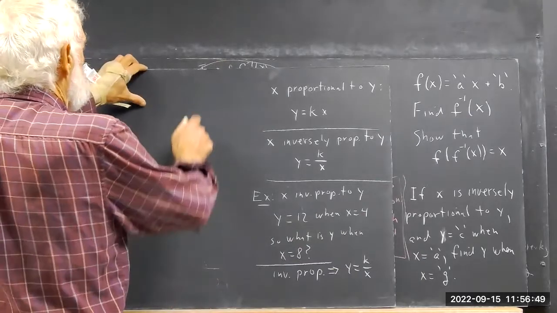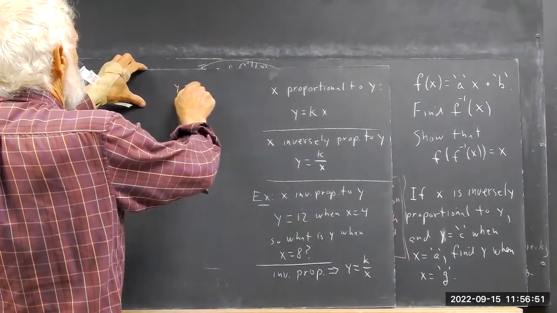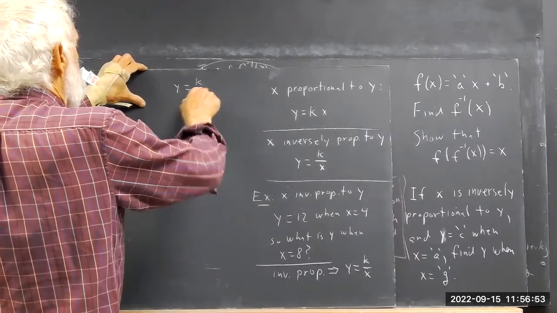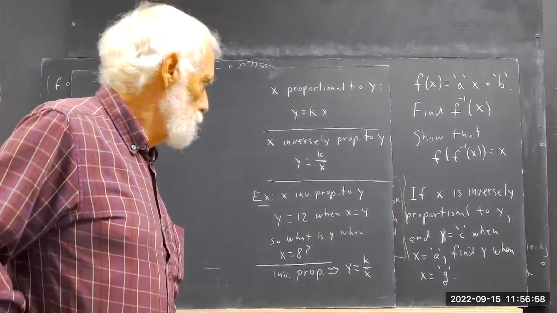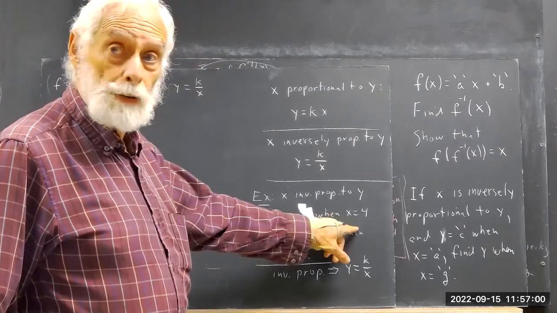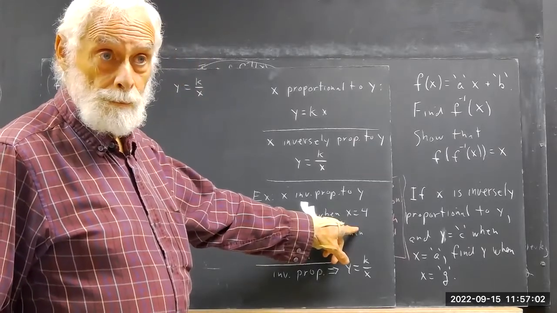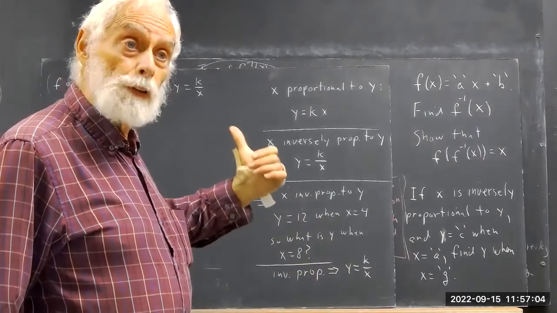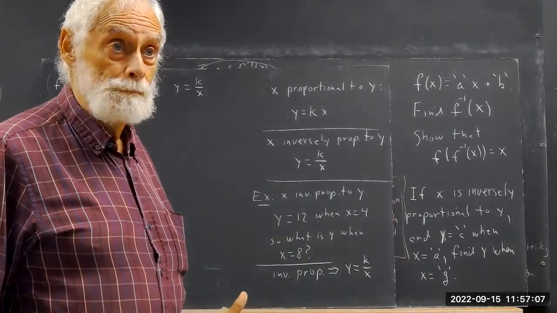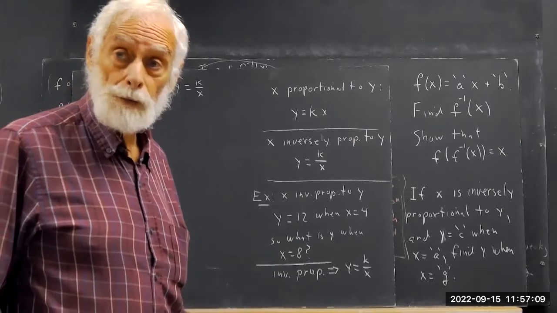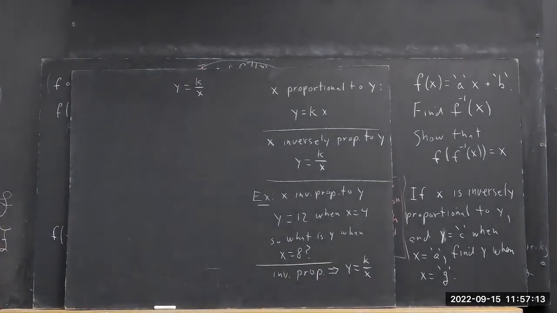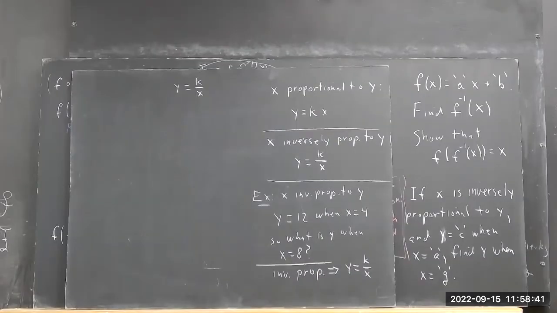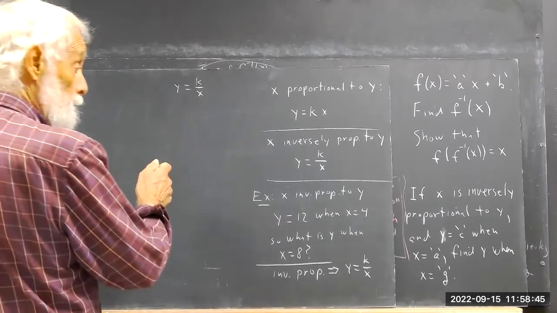Okay, so we start up here. We know that y equals k over x. Now, what else do we know? We know that y is 12 when x equals 4, right? So that means we can substitute 12 and 4 into that equation. So go ahead and do that. Substitute 12 and 4 into the equation, and then see if you can solve for k. Okay, I think everybody has written it down correctly.